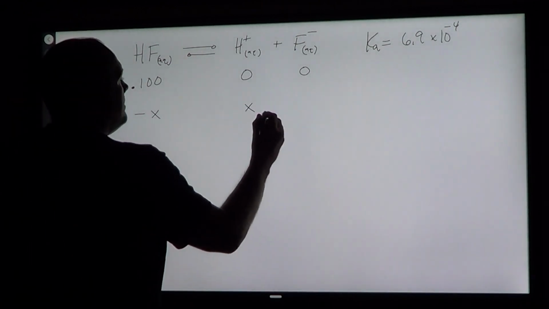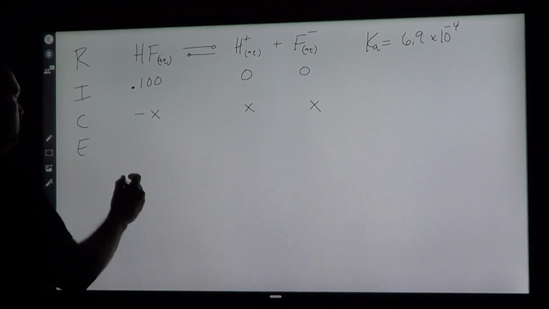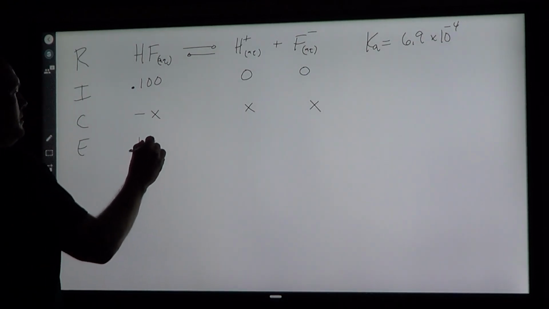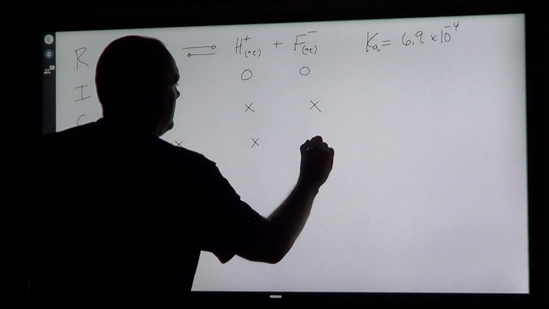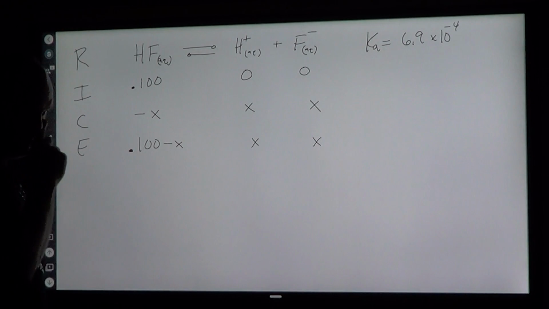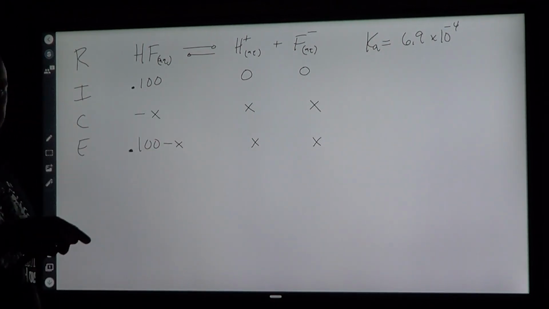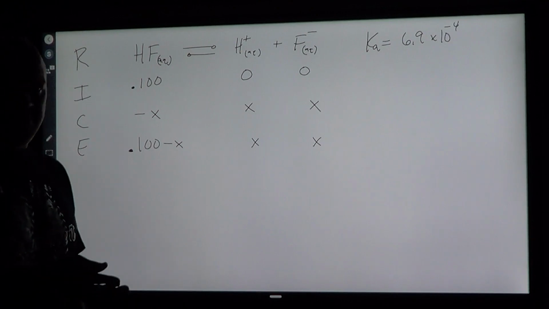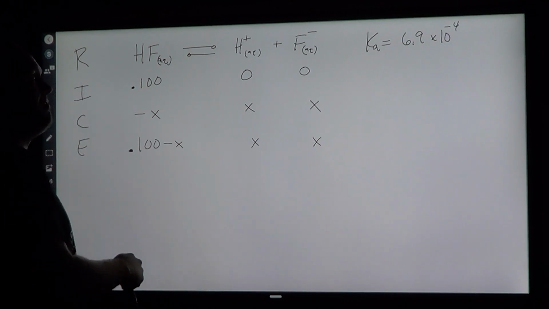We're going to gain equal amounts of that, which means at equilibrium, it's 0.1 minus x, x, and x. Okay? So you'll notice this ICE box looks exactly the same as when we went the other direction. The other way was a little bit easier math-wise, which is why we did it first.